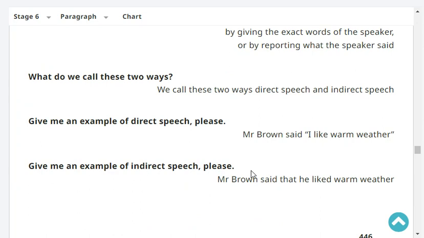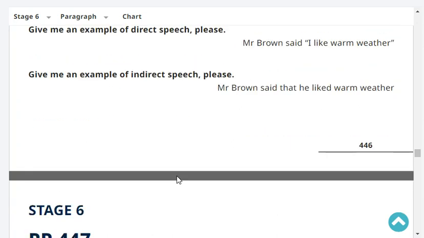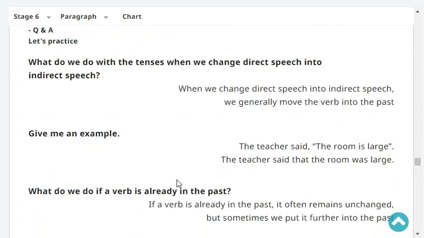Give me an example of direct speech, please. Mr. Brown said, "I like warm weather." Give me an example of indirect speech, please. Mr. Brown said that he liked warm weather. Very good.